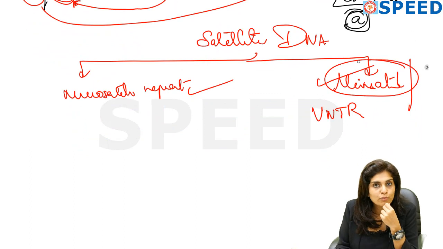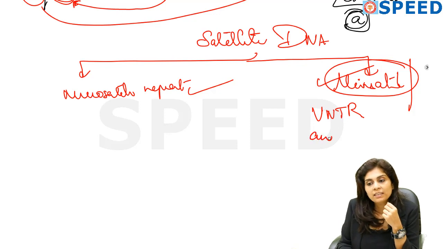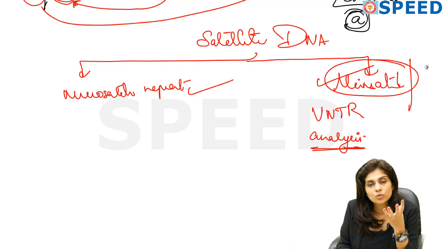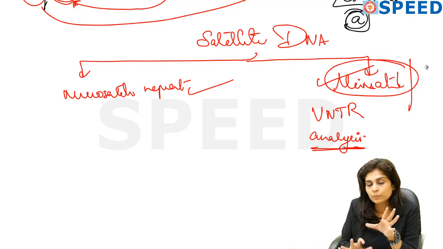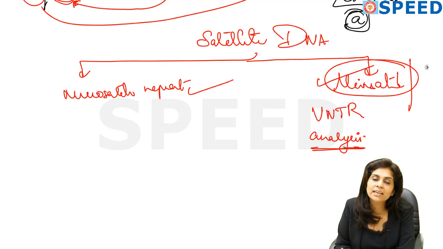The other name for minisatellite repeat is variable number of tandem repeats. That is why it's called VNTR analysis. Just because I said satellite DNA is used for person identification, you should not fumble if somebody asks you what is the purpose of VNTR analysis. You should know both are the same. Satellite DNA, one of the types is minisatellite. It's otherwise called VNTR or variable number of tandem repeats.